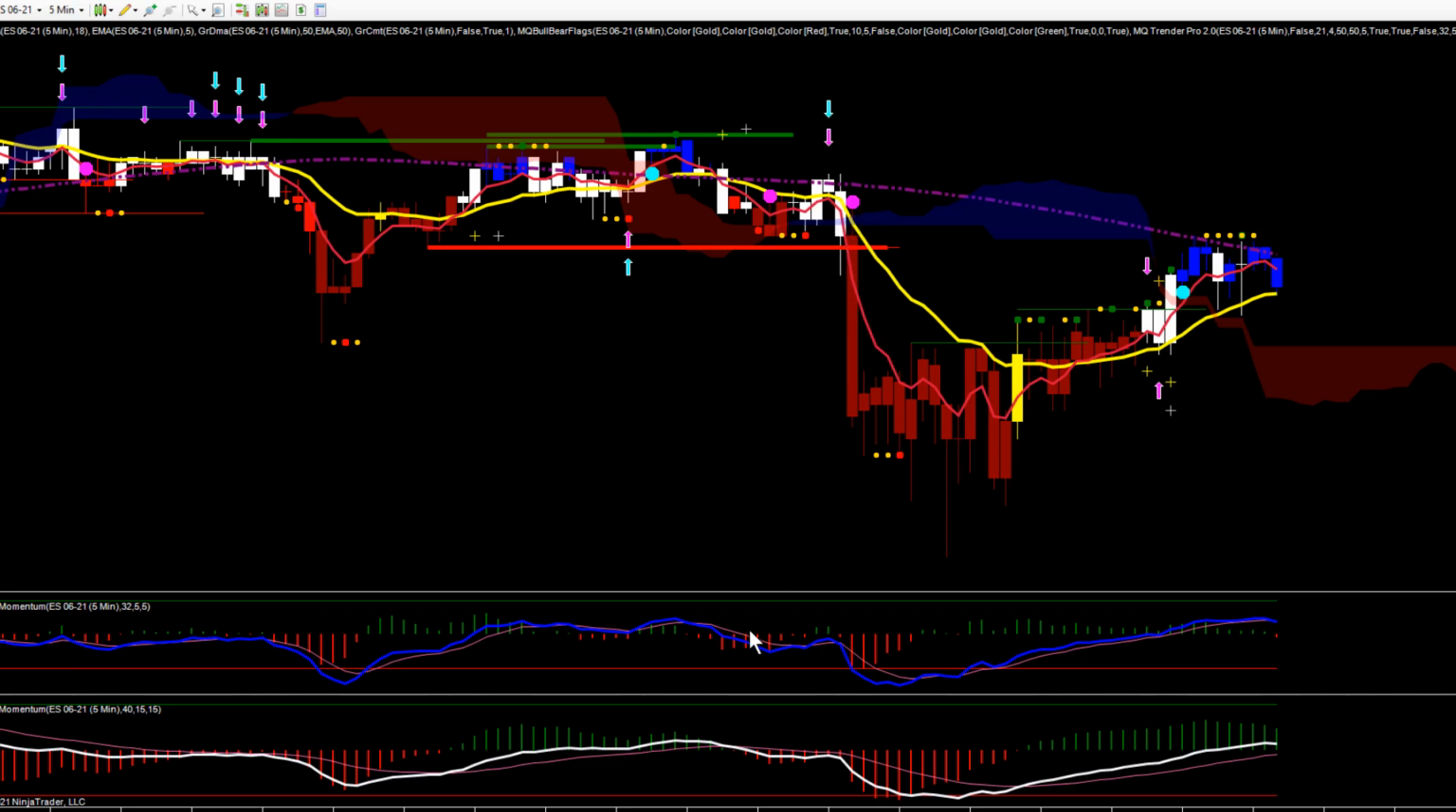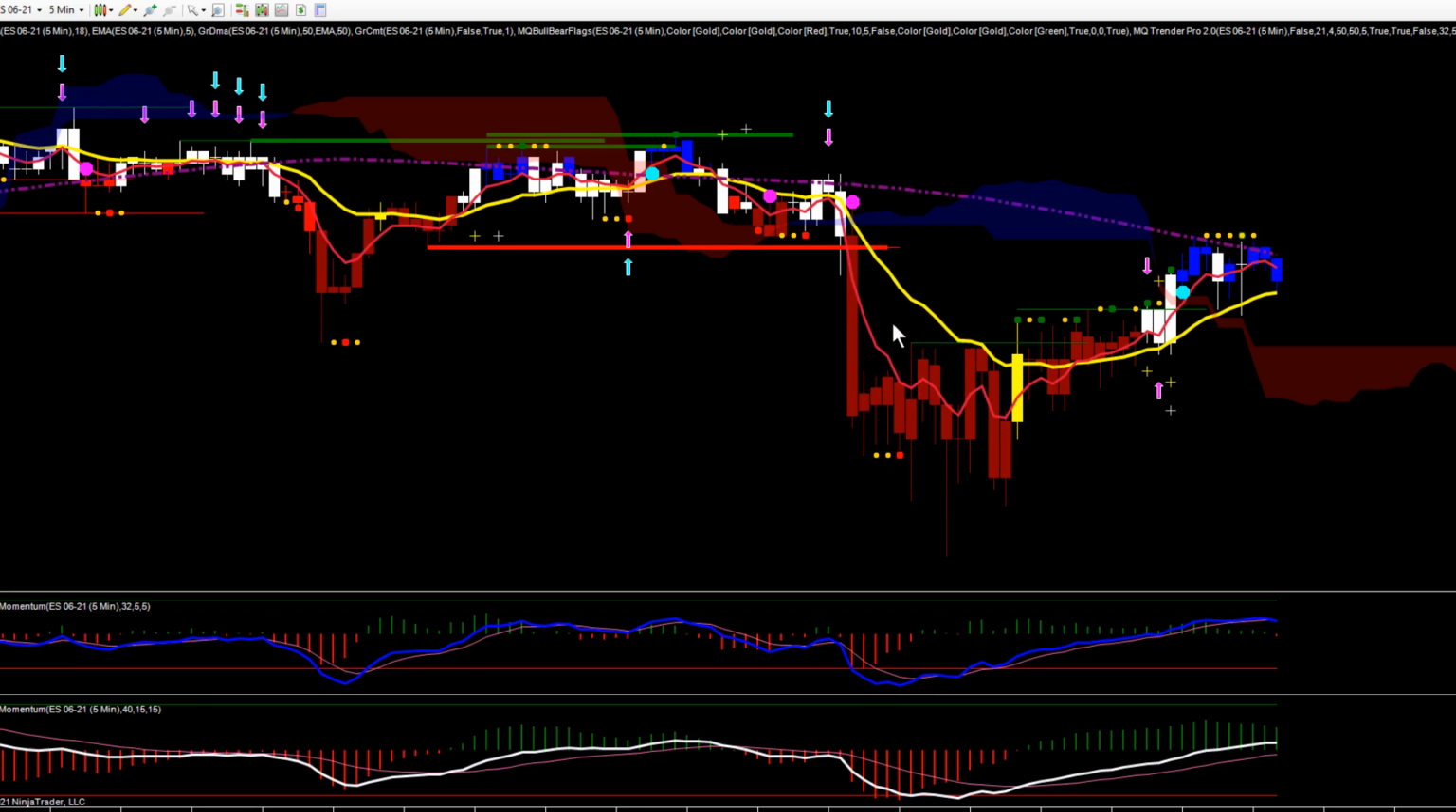The 5 and 18 crossed to the downside, bearish momentum. The fast and slow line under the zero line crossed to the downside. Your higher time frame momentum was also below the zero line, crossed to the downside with bearish histograms. So you had momentum confirming your breakout to the downside, and you had trend confirming your breakout to the downside. These breakouts tend to follow through better when they're in the direction of the overall trend.